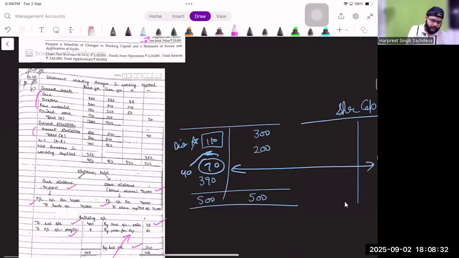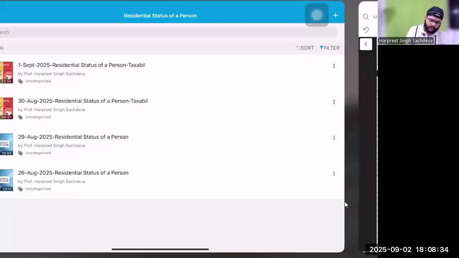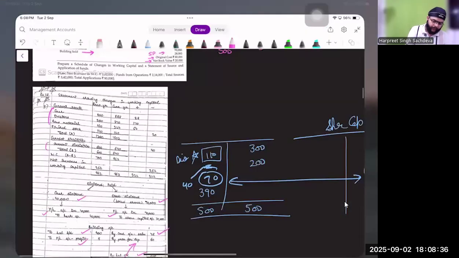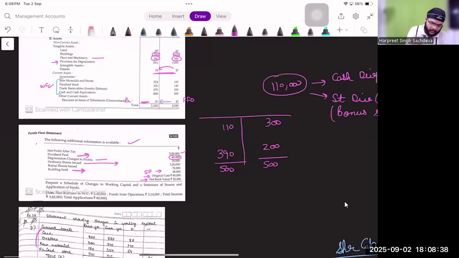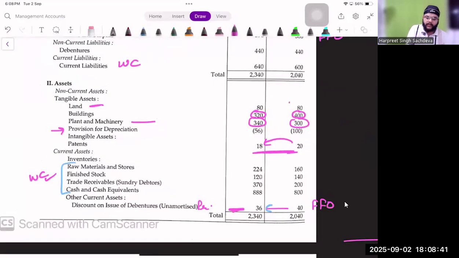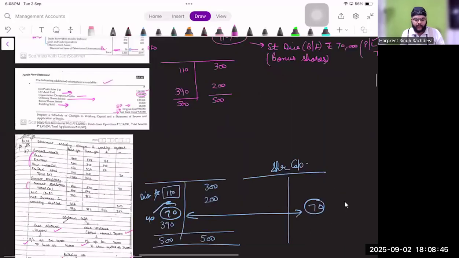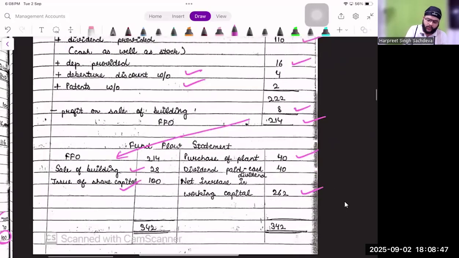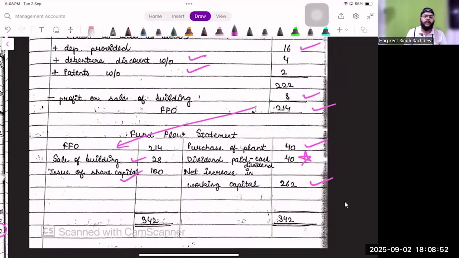Then next one, there was one more account, land. Land remained same, no change. Then was dividend paid, cash dividend. So here it will also come cash dividend. So the fund flow statement will match.